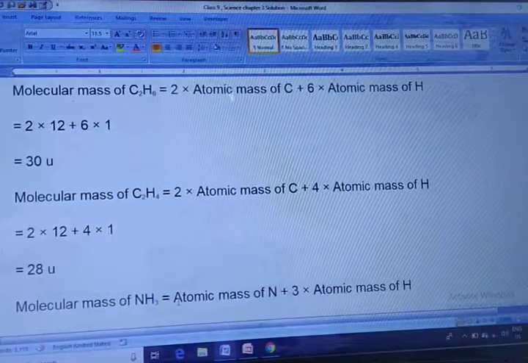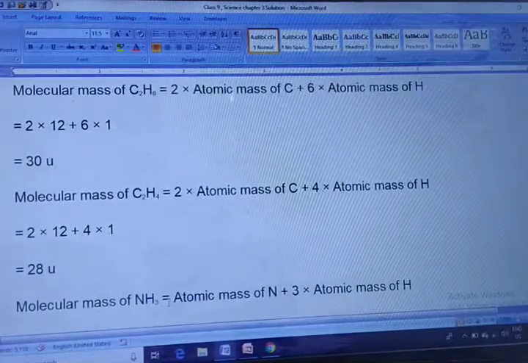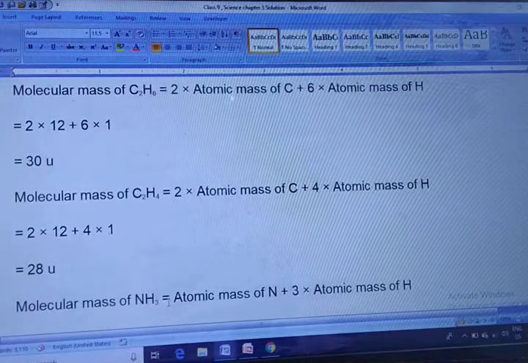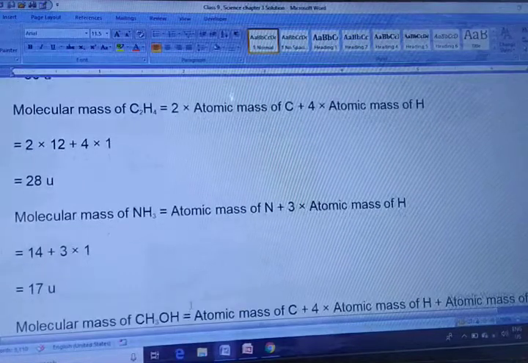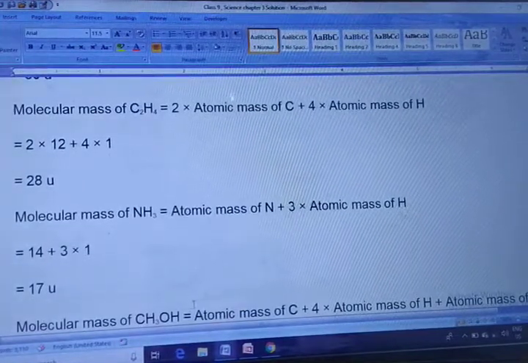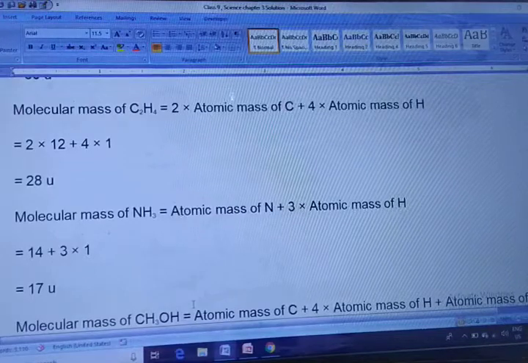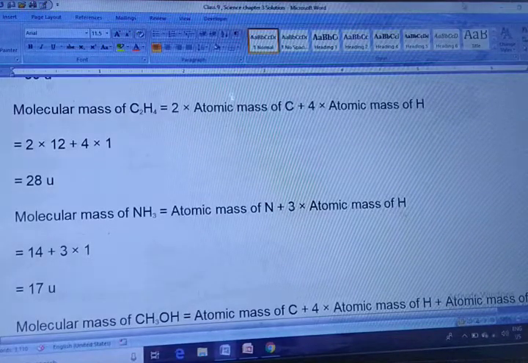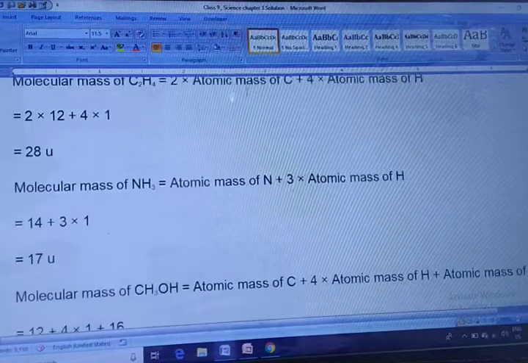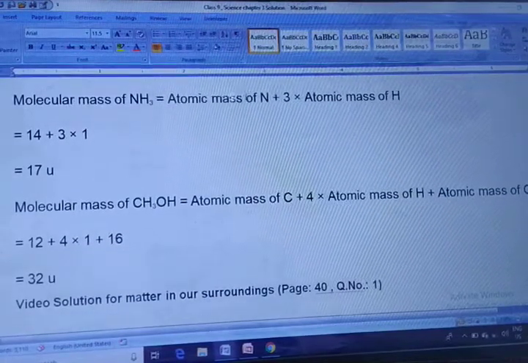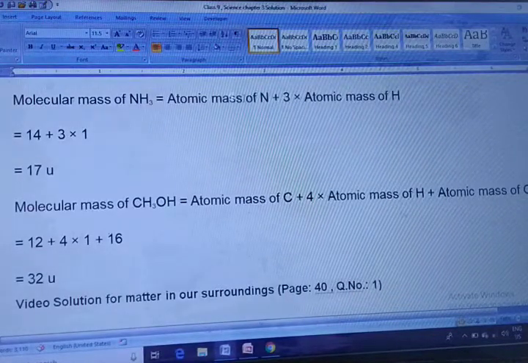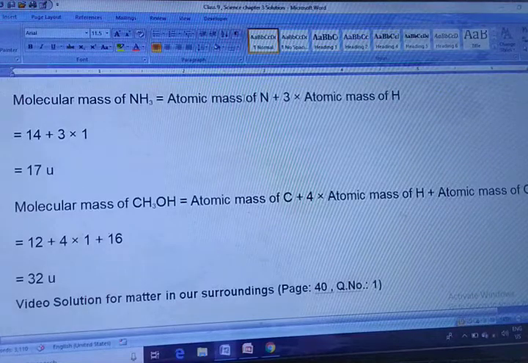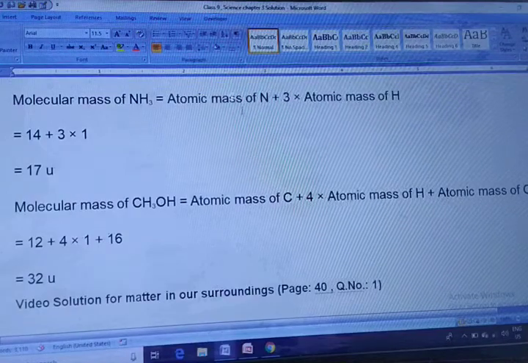Molecular mass of ethane C2H6, 2 into atomic mass of carbon plus 6 into atomic mass of hydrogen, 2 into 12 plus 6 into 1, that is equal to 30 u. Molecular mass of ethene C2H4, that is equal to 2 into atomic mass of carbon plus 4 into atomic mass of hydrogen, 2 into 12 plus 4 into 1, that is equal to 28 u. Molecular mass of ammonia, atomic mass of nitrogen plus 3 into atomic mass of hydrogen, 14 plus 3 into 1, that is equal to 17 u. Molecular mass of methanol, atomic mass of carbon plus 4 into atomic mass of hydrogen plus atomic mass of oxygen, 12 plus 4 into 1 plus 16, that is equal to 32 u.